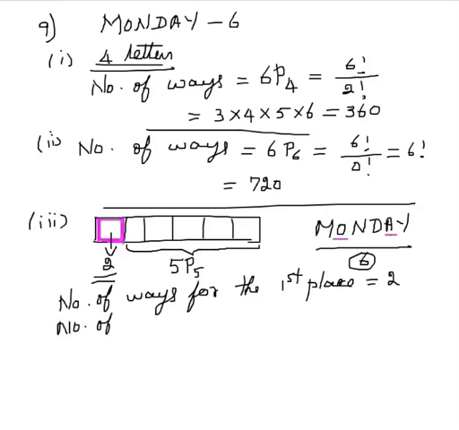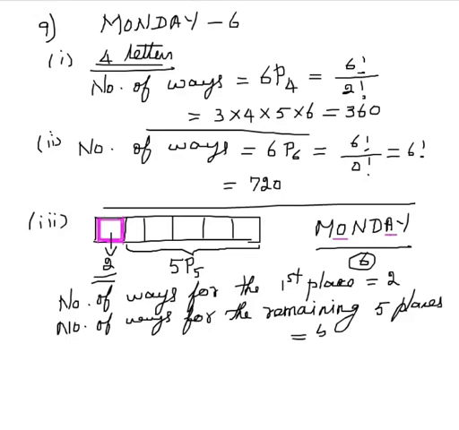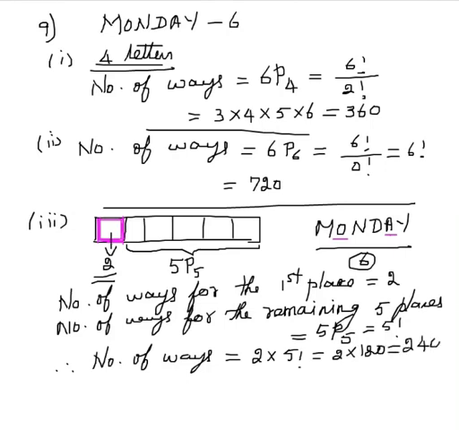Number of ways for the remaining 5 places is equal to 5P5. We will be left with 5 alphabets. All 5 we have to arrange. Therefore, total number of ways is equal to 2 times 5P5, is 5 factorial, and 5 factorial is 120. Therefore, the answer is 240.